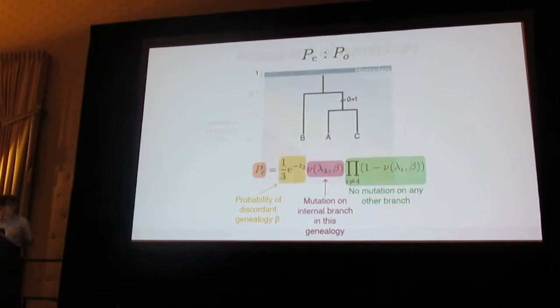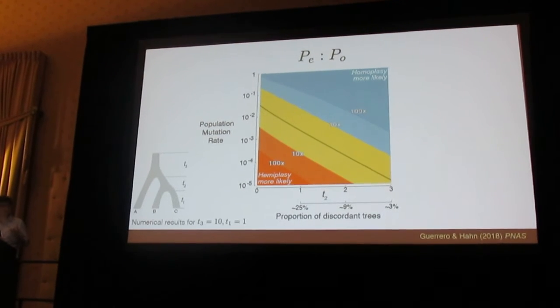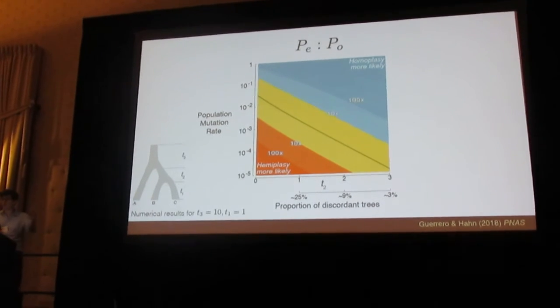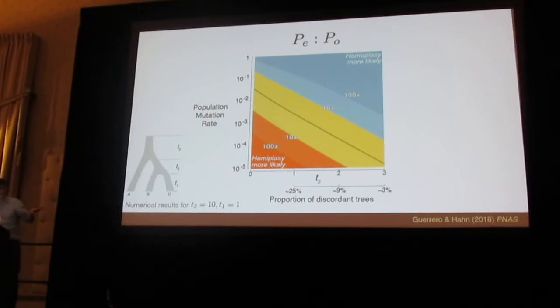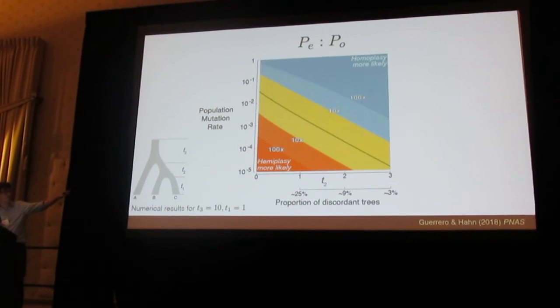Okay, so these are the numerical results for some reasonable parameter values. I'm showing you on the x-axis T2, again, the length of the internal branch.